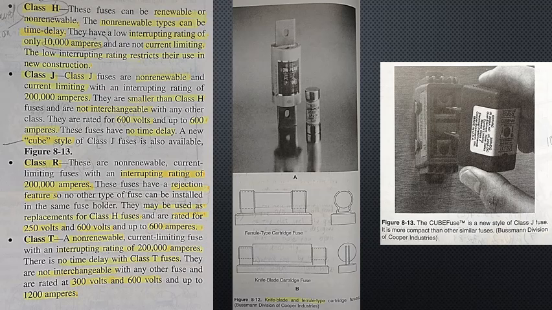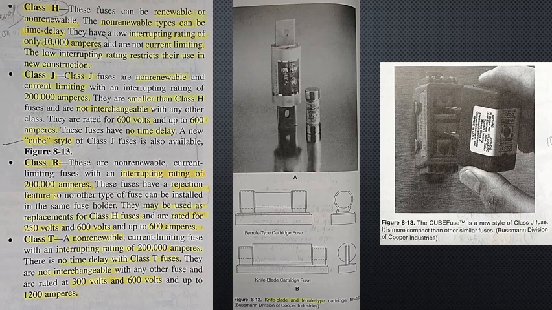Class R, these are non-renewable current limiting fuses with an interrupting rating of 200,000 amperes. These fuses have a rejection feature, so no other type of fuse can be installed in the same fuse holder. They may be used as replacements for Class H fuses and are rated for 250 volts and 600 volts and up to 600 amperes.